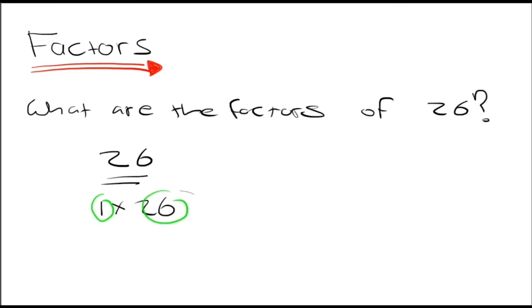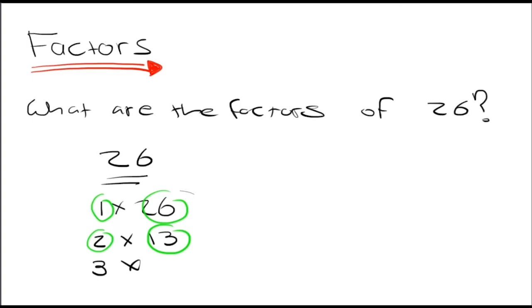Let's move on to the next number. Say now we want to see if 2 is a factor of 26. What can you multiply by 2 to perfectly divide it into 26? You can multiply it by 13. So now we know that both 2 and 13 are factors of 26. What else? Let's try 3. Can you multiply 3 by anything to get 26?